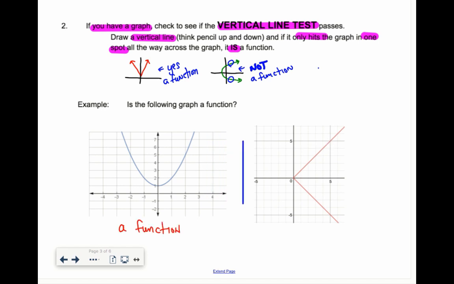If I take my vertical line, use your pencil. If you come across here, it's hitting in multiple places. My line's not too long, but it would hit anywhere after that, right? So if I come here, at that point right there, it hits here and it hits here. And so this is not a function.